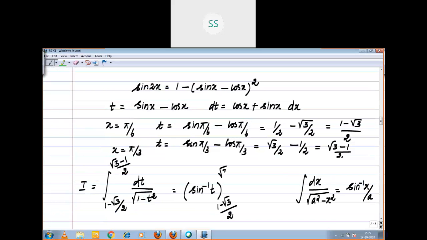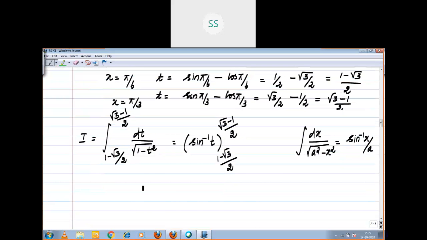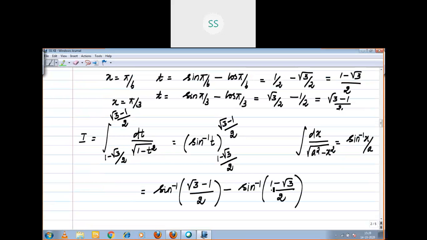What is the standard form I arrived at here? You see, integral dx divided by square root of a square minus x square equals sin inverse (x by a). Now, this is equal to sin inverse t, with limits (1 minus root 3) by 2 to (root 3 minus 1) by 2. Then upper limit minus lower limit. That's it. Got it, children?